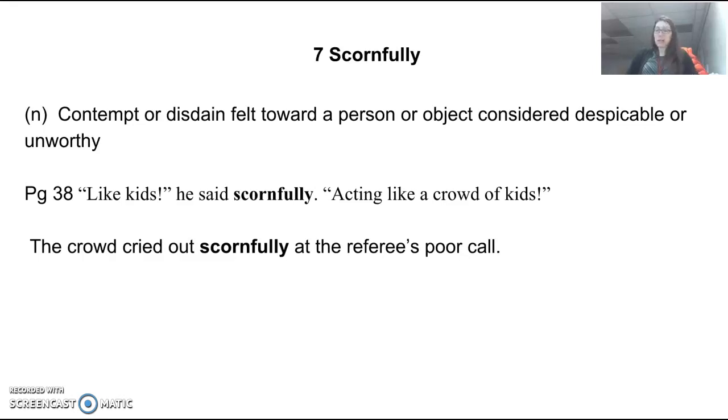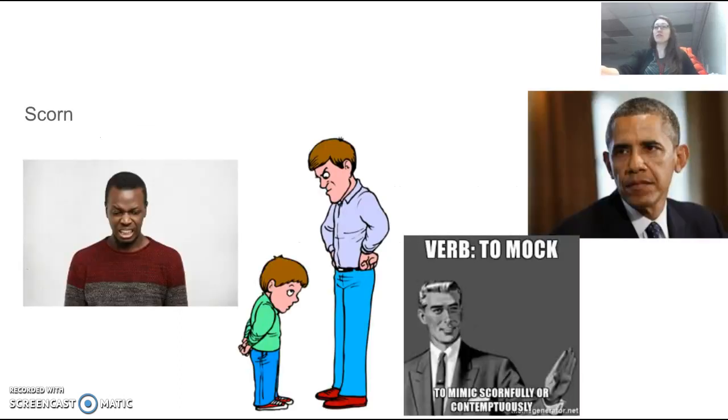Like kids, he said scornfully, acting like a crowd of kids. The crowd cried out scornfully at the referee's poor call. Scornfully, to mock, contemptuously. Please write your own sentence using the word scornfully.